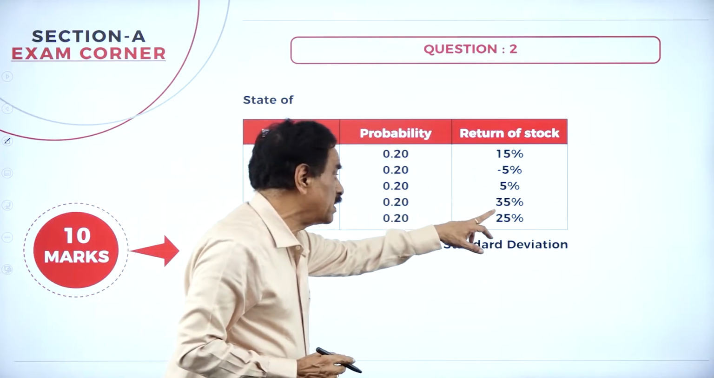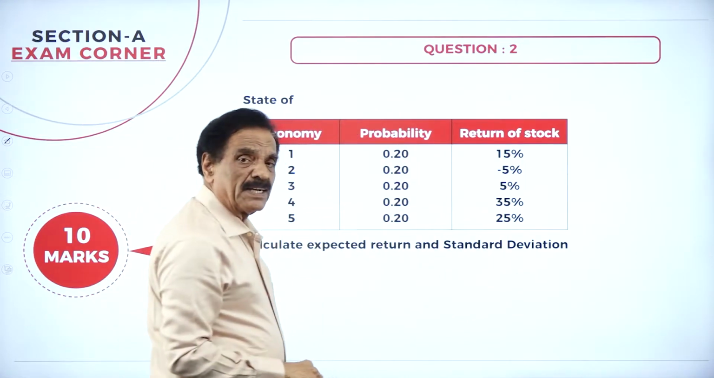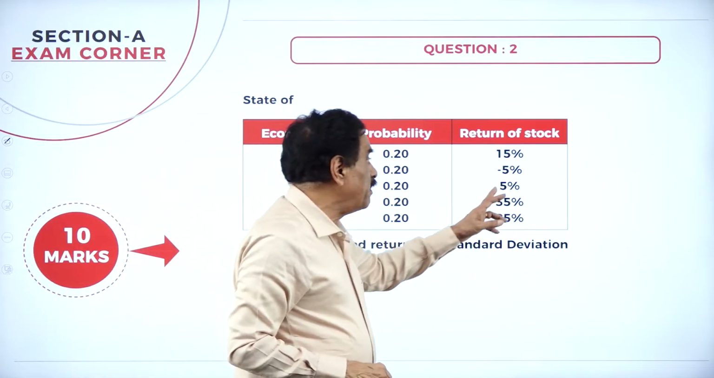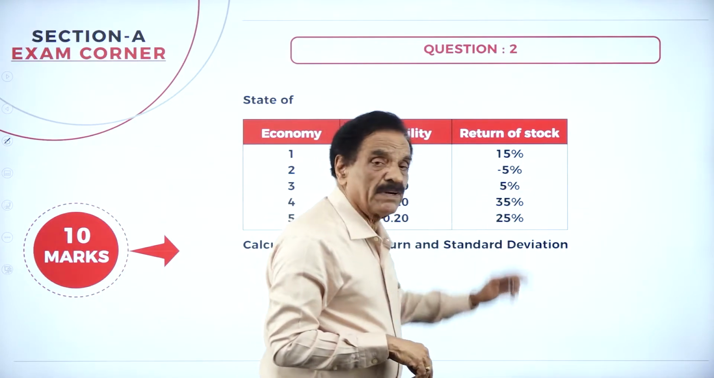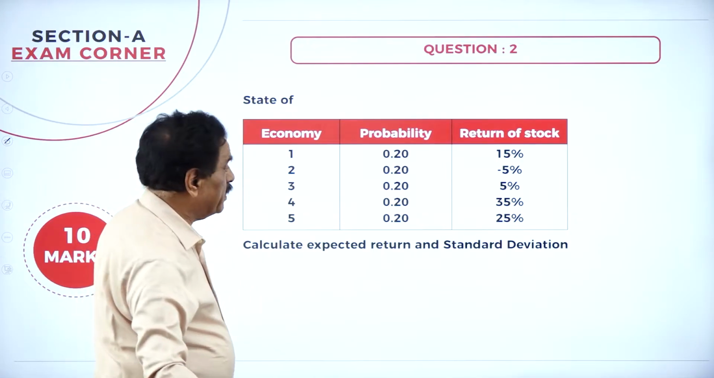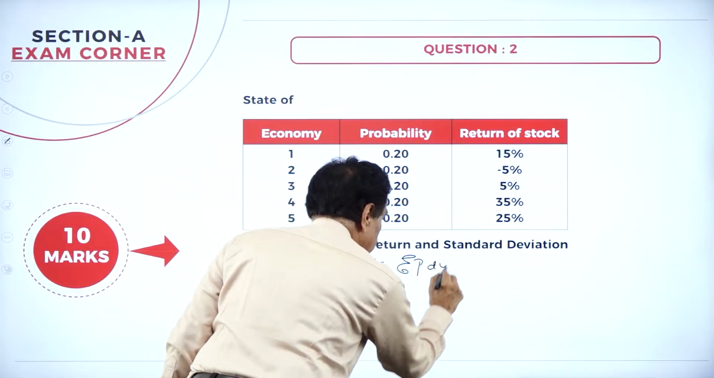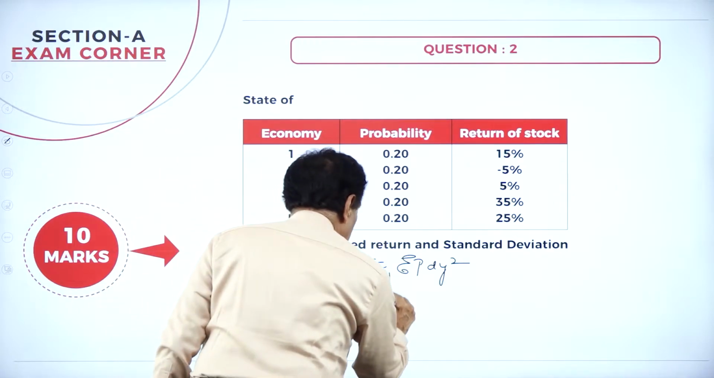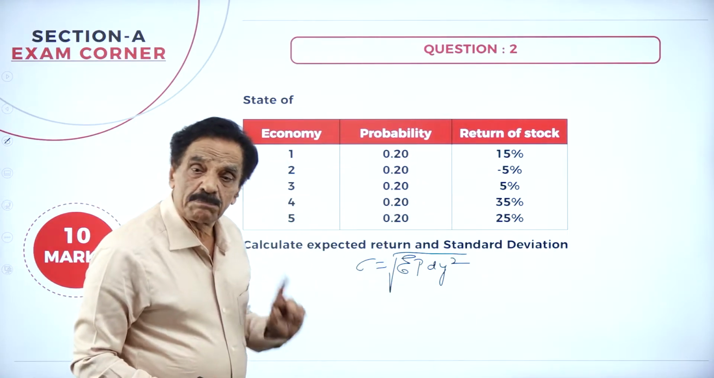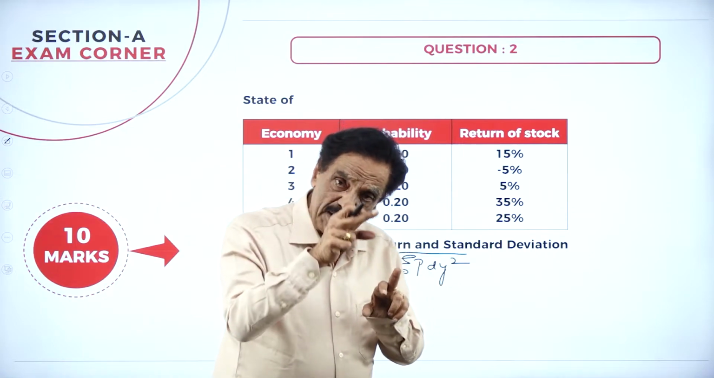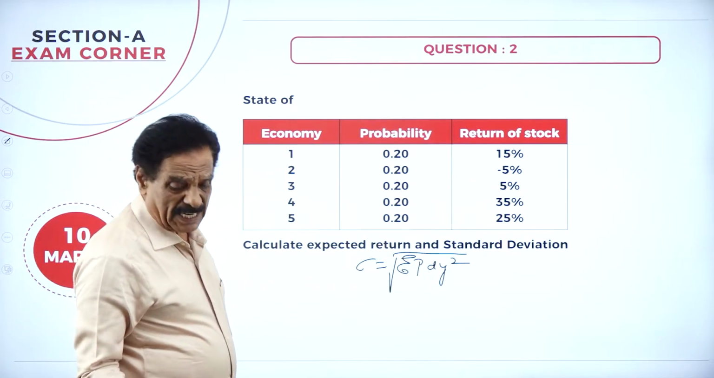Return is 15%, 5%. How to do? So what are the steps to do? First, multiply this and this. It is called the expected return. Once you get the expected return, take the deviation, 15 minus the expected return, dy, then dy square multiplied by p, p dy square. Root of p dy square is your standard deviation. So sigma is equal to root of sigma p dy square. What are the steps to do here? First, multiply 15 into the probability, you will get the expected return. Once you get the expected return, take the deviation square multiplied by probability. Root of this sigma p dy square is your standard deviation.